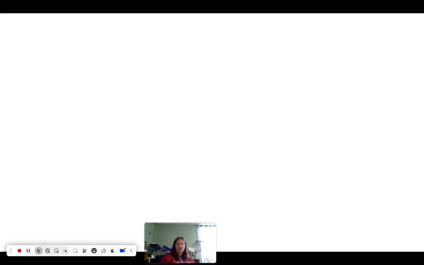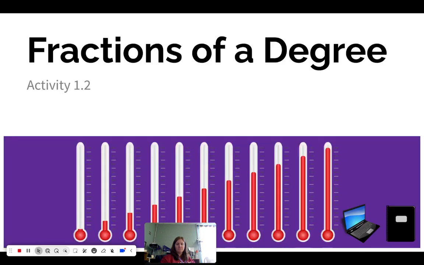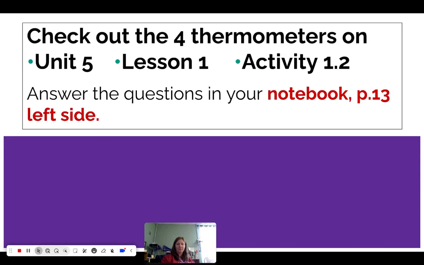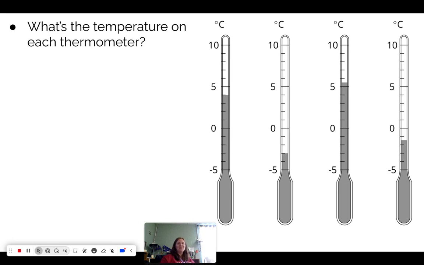All right, so let's look at the next one. Fractions of a degree. Now we're looking at fractions of a degree. So you still need your red notebook on page 13. Answer these questions on the left-hand side. So we have four more thermometers. What's the temperature of each thermometer? Go ahead and write those down, and then come back and we'll check your answer.